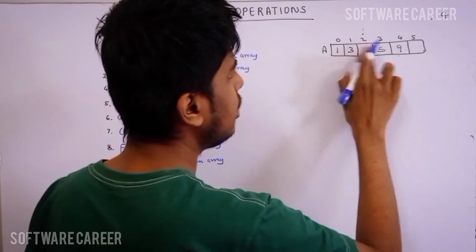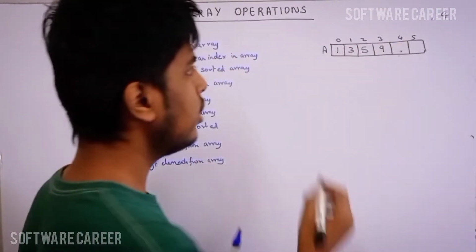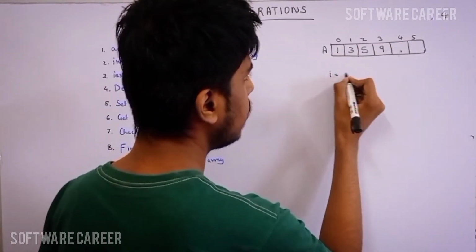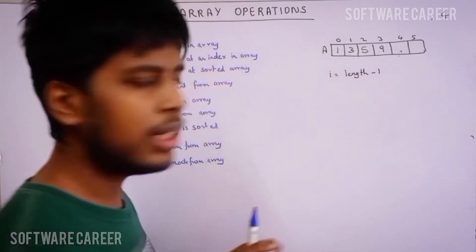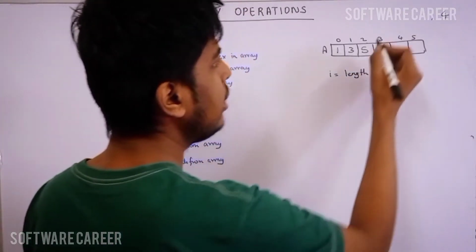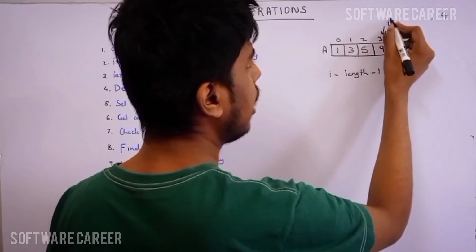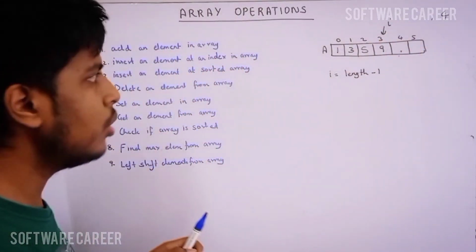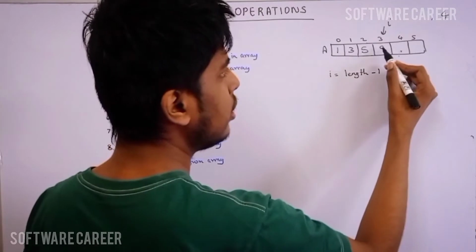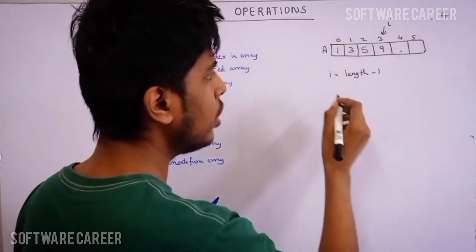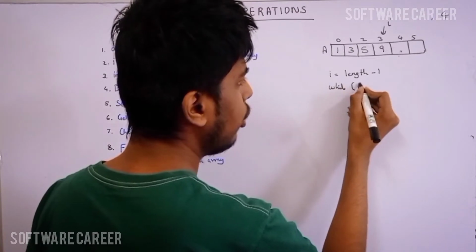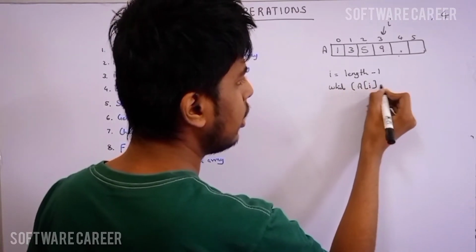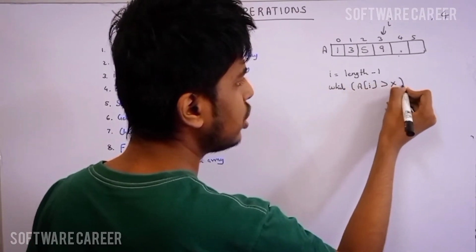Now let's write the code for this. Now see, i equals length minus 1. Why am I writing i equals length minus 1? i starts from here, pointing at 3. Now I should compare whether a of i is greater than 4. So I am writing while a of i greater than x. x is the element which you should insert.